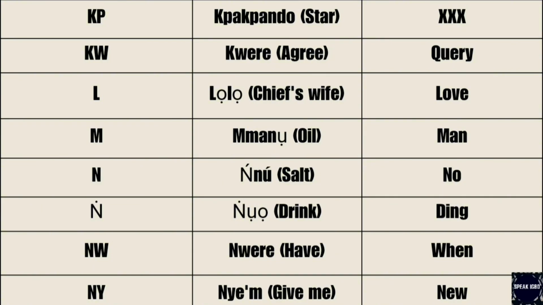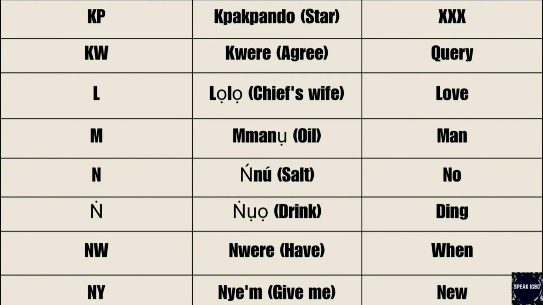Then we have Mi Manu, oil. It means oil. It can be cooking oil, just you have to differentiate it when you're using it. Then the me word from English is man. The me sound, yeah. Ni, nu, nu. So we have salt. It means salt. And the ni sound for English is no.